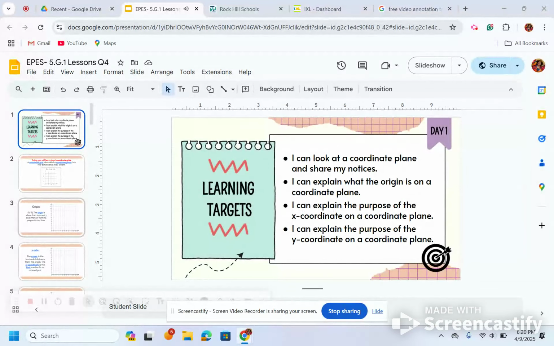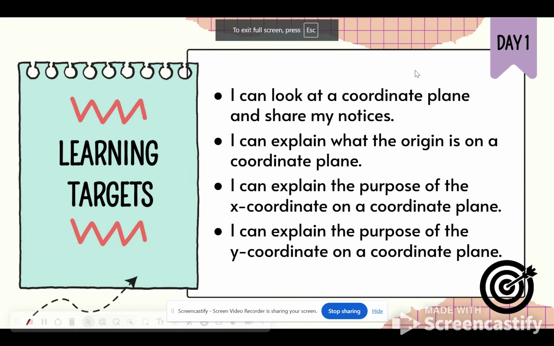Hello guys, so today we're getting ready to start learning about something new about coordinate planes. So our learning targets for today are: I can look at a coordinate plane and share my notices. I can explain what the origin is on a coordinate plane. I can explain the purpose of the x coordinate on a coordinate plane. And I can explain the purpose of the y coordinate on a coordinate plane.